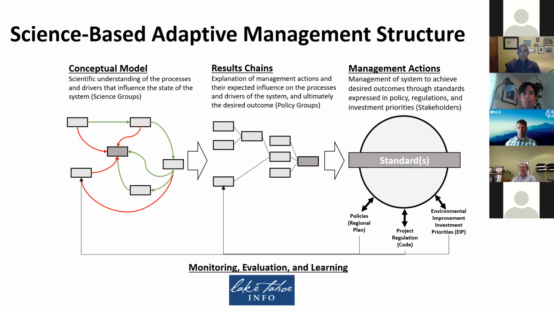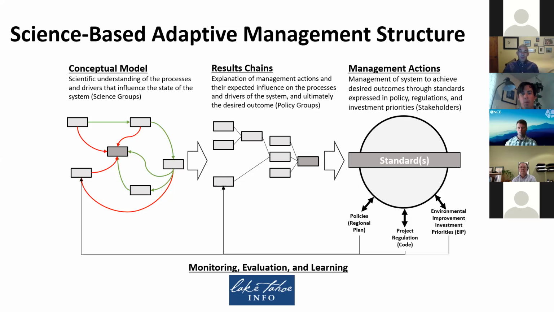The other thing we've done as part of looking at the system structures is that we adopted the overall adaptive management structure for threshold standards. This is something the governing board did in April of last year. What that basically said is that all of our threshold standards will be built off of conceptual models, which are a scientific understanding of how the different factors within the system influence one another and influence threshold standard attainment, as well as results chains, which link our management actions to how we think they will affect the system and how they will help attain and maintain the threshold standard.